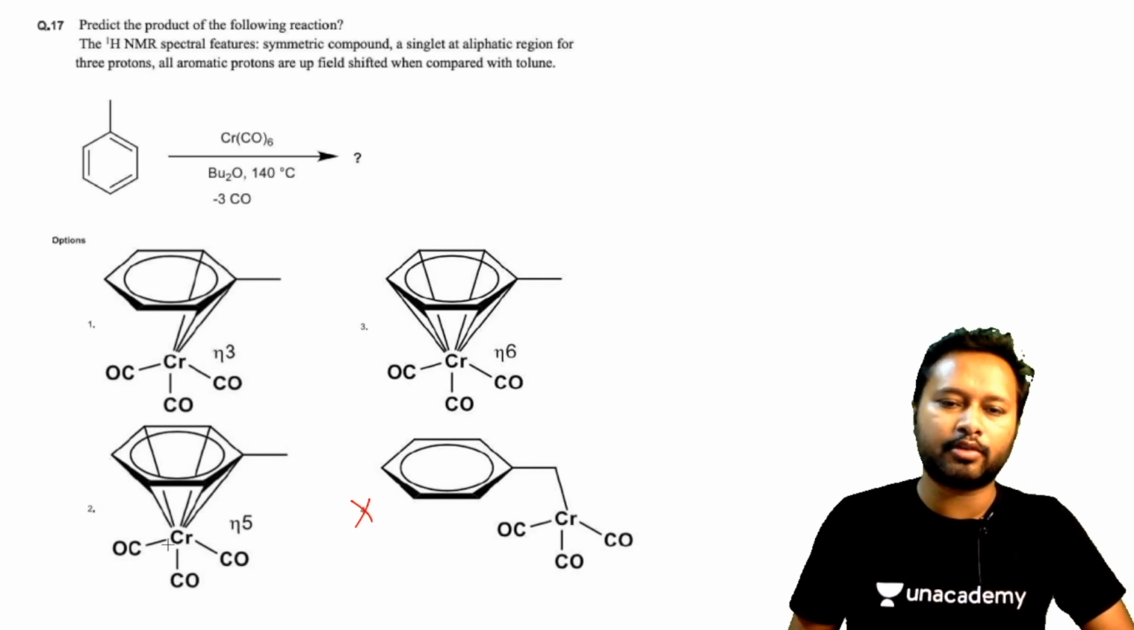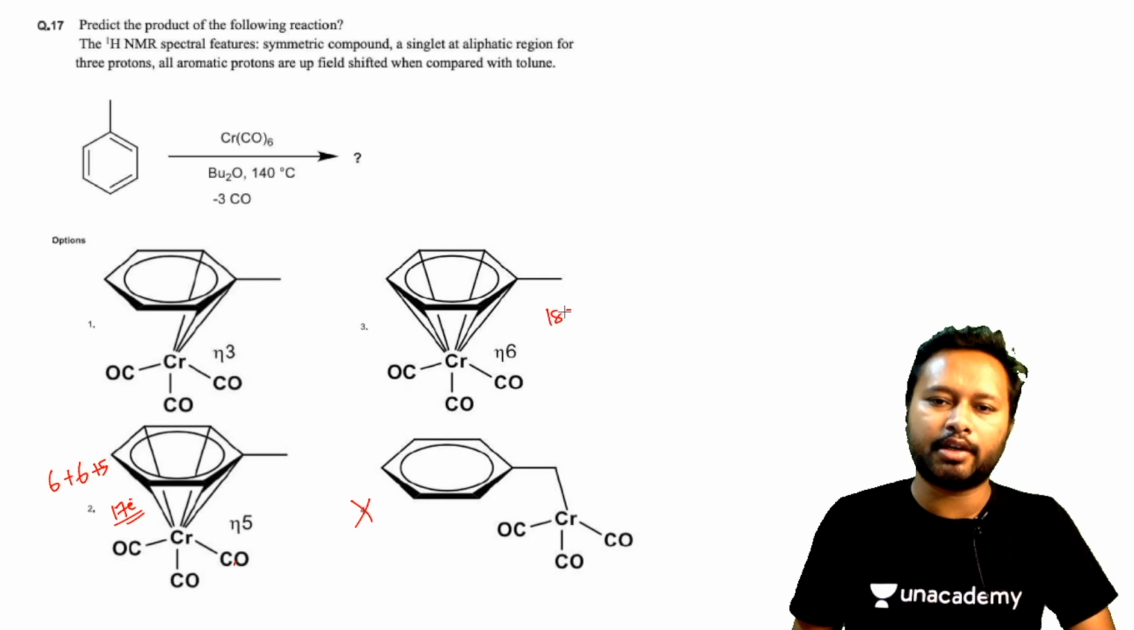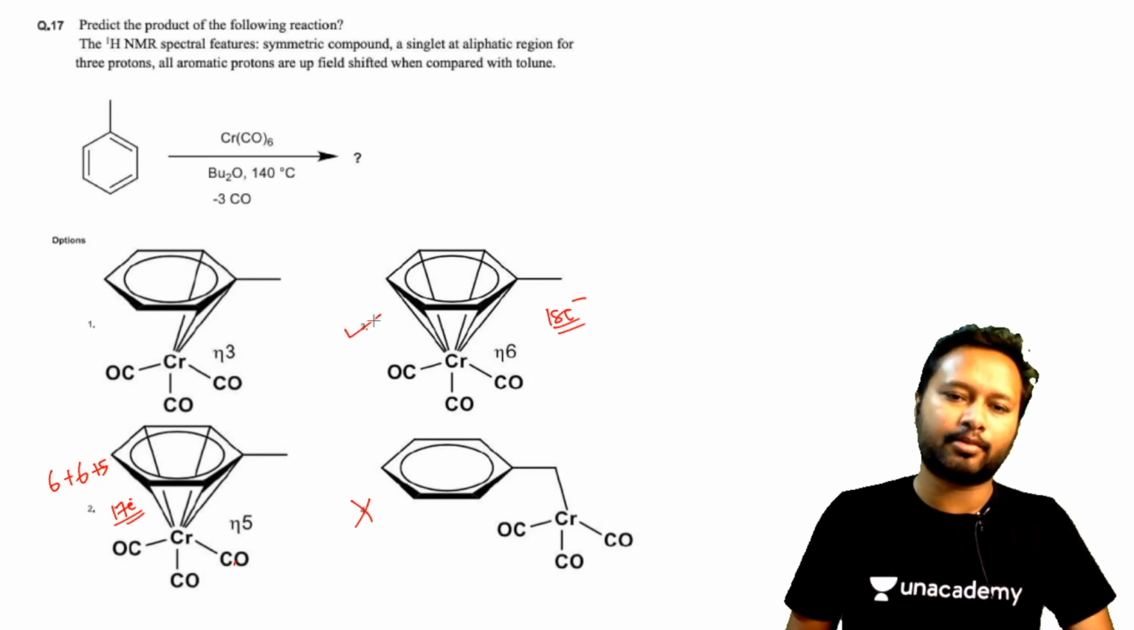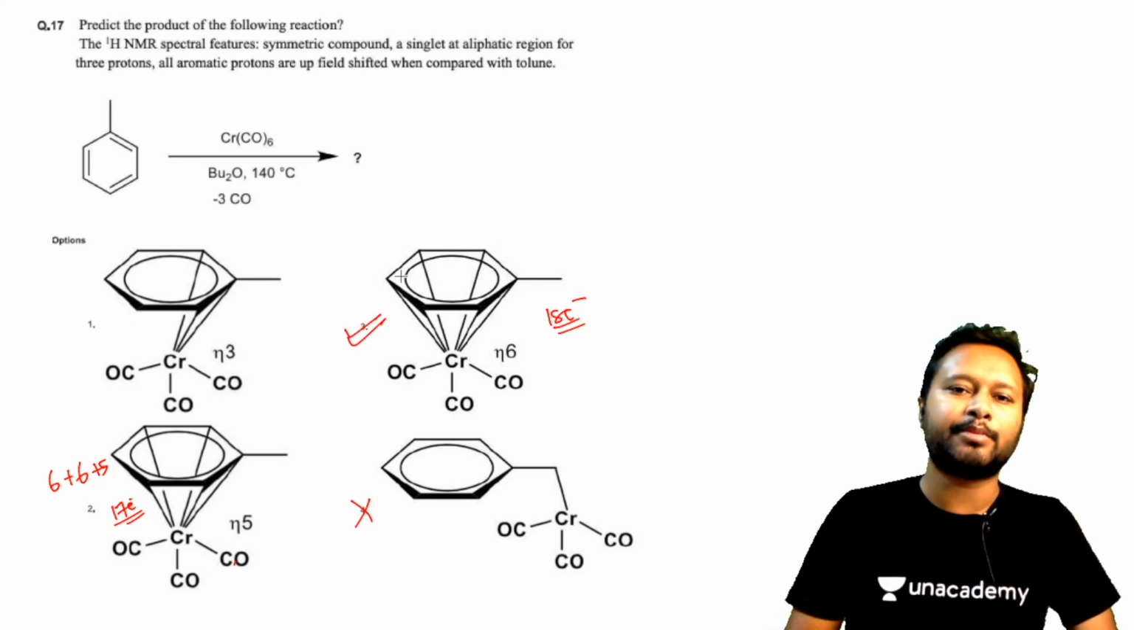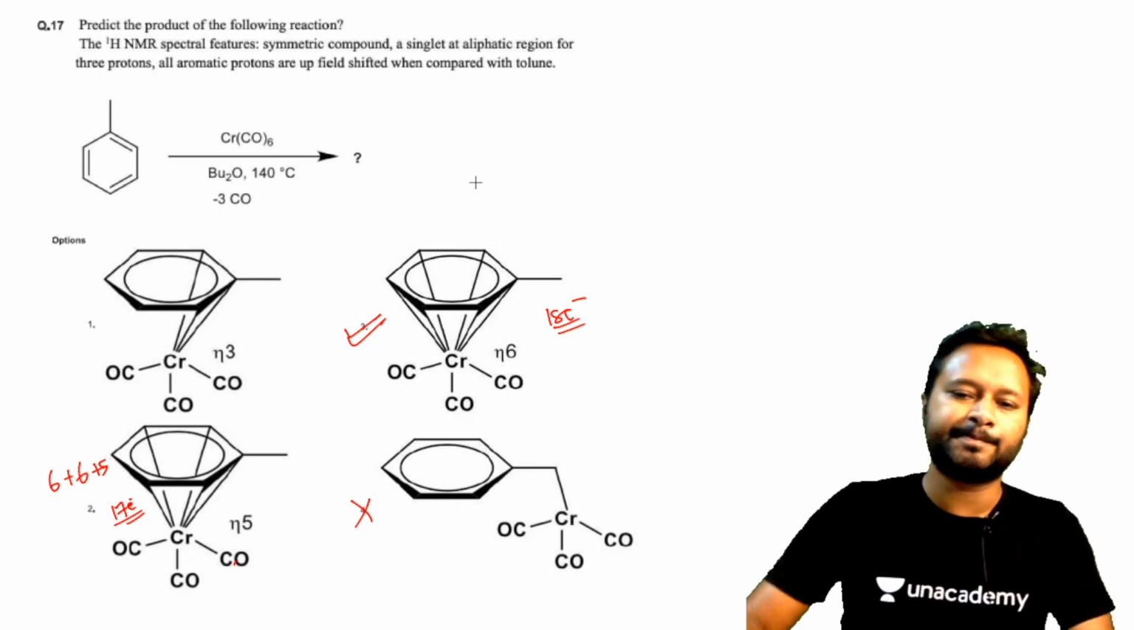This is not going to follow because chromium will give you 6 electrons, and you are going to get 6 electrons from the carbonyl ligands and 5. So this is just a 17 electron species. That's not stable, but here if you calculate, it will be an 18 electron species, which makes this more stable. And of course this is also unstable. So on the basis of stability also you can answer that option number 3 is the correct option. It is symmetrical, it will have a singlet in the aliphatic region, and all the protons will be upfield compared to toluene because it is attached to the metal directly.